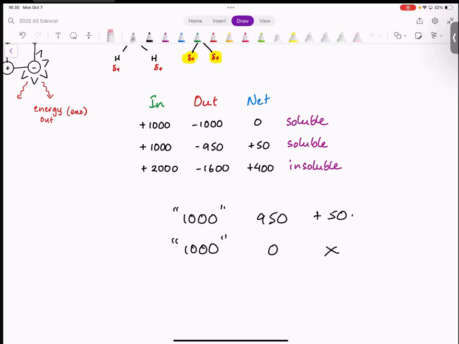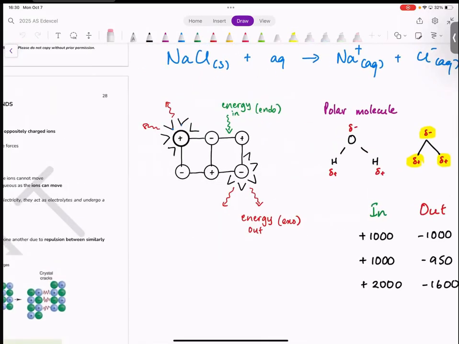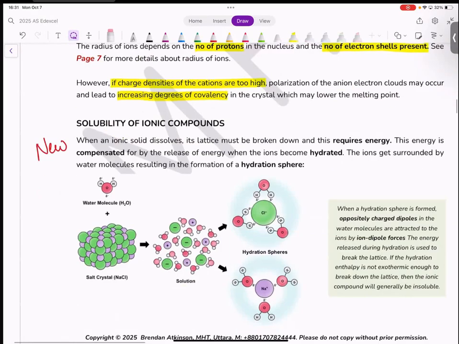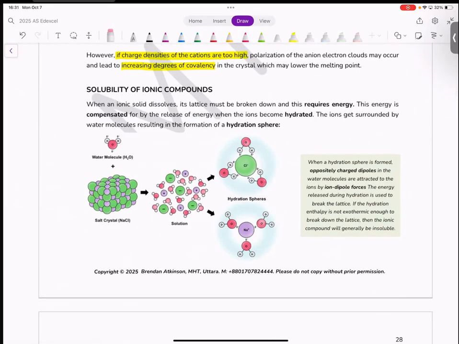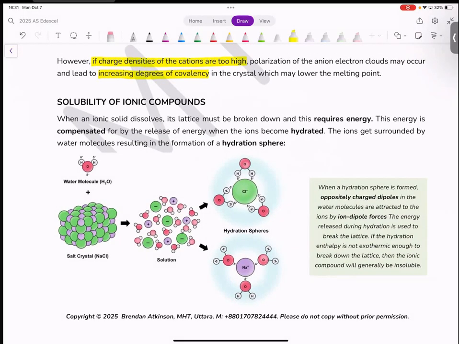Okay, so let's read the summary. Then you guys copy this rough work. Are you guys okay with what I did here? Opposite charges attracting again, and you will have to draw a picture. I'll show you what that is. You'll have to draw a thing we call a hydration sphere. So let me just read this paragraph. Look, it took me 10-15 minutes to explain, and I wrote this in 3 lines. Please see if this works. When an ionic solid dissolves, the lattice must be broken down, and this requires energy.